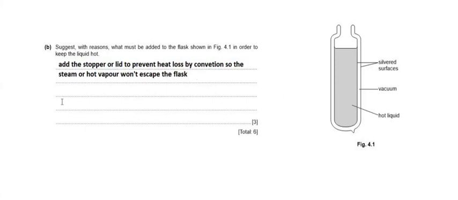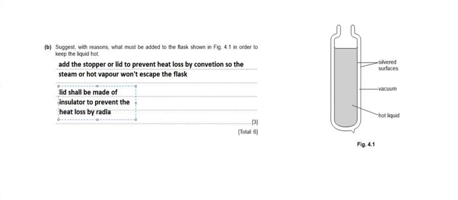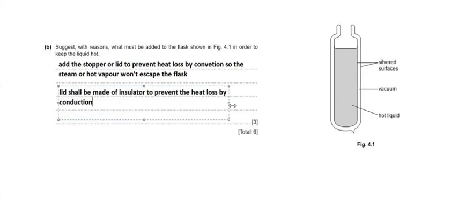You can also write down this lid shall be made of an insulator to prevent the heat loss by radiation. Sorry, it will prevent the heat loss mostly by conduction. Also, it will prevent the heat loss by radiation. You can write that as well. So it will prevent the heat loss by all the processes: radiation, conduction, convection.